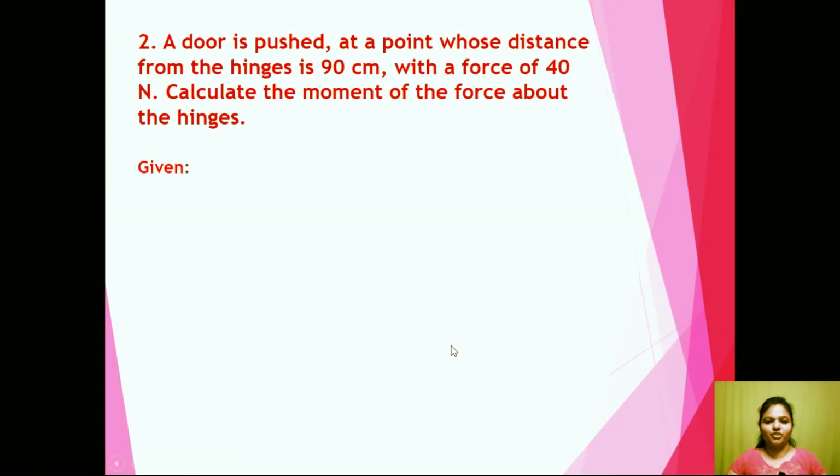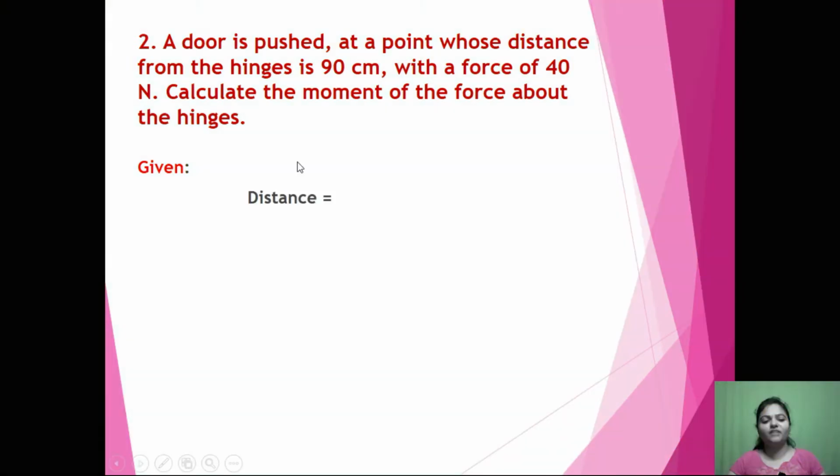A door is pushed at a point whose distance from the hinges is 90 cm with the force of 40 Newton. Calculate the moment of force about the hinges. The given data is distance is given as 90 cm. We are converting this into meter, which is 0.9 meter. The force is given as 40 Newton. We are supposed to find the moment of force.